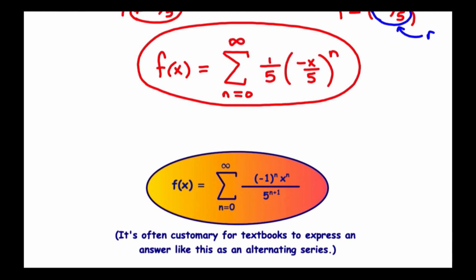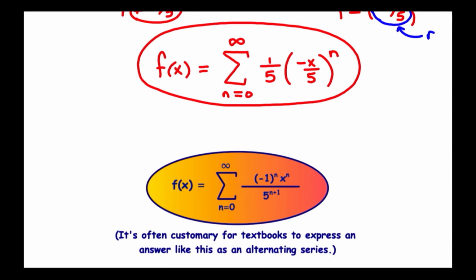Whoa. That's not my answer. Not exactly, at least. But you know what? I am correct. And as I said in parentheses down there, it's often customary for textbooks to express the answer like this. They like to make it look like an alternating series, so you can see the blinker light, you can see the -1 to the n. So I'm going to go ahead and show you that my answer is the same as what you will probably see in the back of the book.